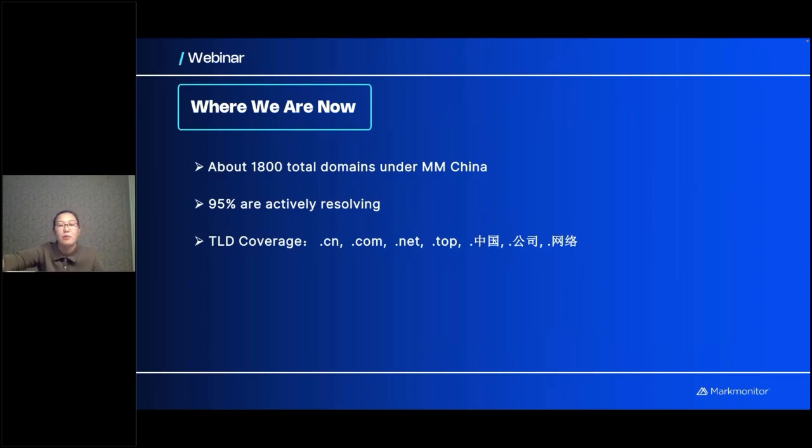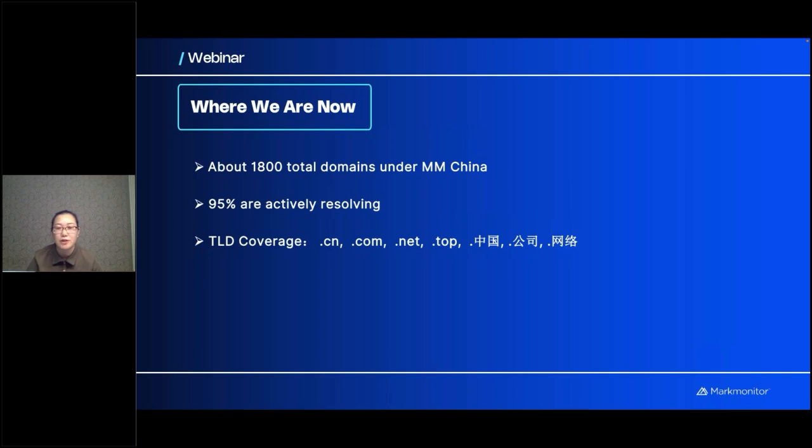So right now we have more than 1,800 domain names under Markmonitor China Registrar, and more than 95% of them are actively resolving and have ICP recordals. And for the TLD coverage, now we have .com, .net, and .top, and 3 other IDN TLDs. I also got the question of why we don't provide services for other TLDs, like new gTLDs. The answer is, we also want that to happen, and that is also our plan.